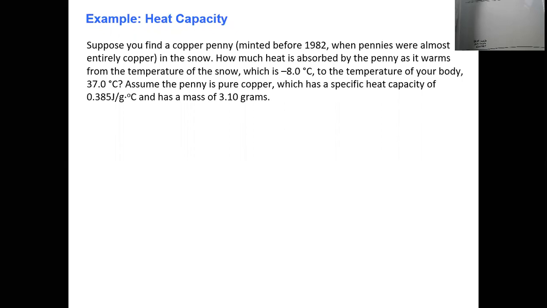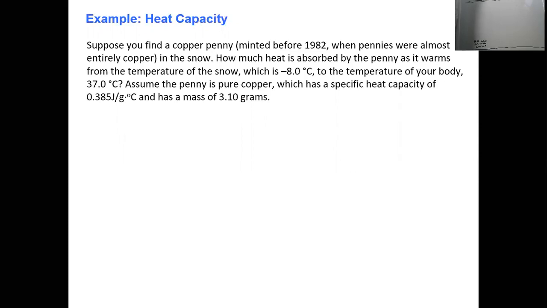Let's look at another type of calculation here. Suppose you find a copper penny. How much heat is absorbed by the penny as it warms from the temperature of snow, which is -8 degrees Celsius, to the temperature 37 degrees Celsius? Okay, and we are given that the specific heat capacity of copper is 0.385 joules per gram degrees Celsius, and the penny has a mass of 3.10 grams.